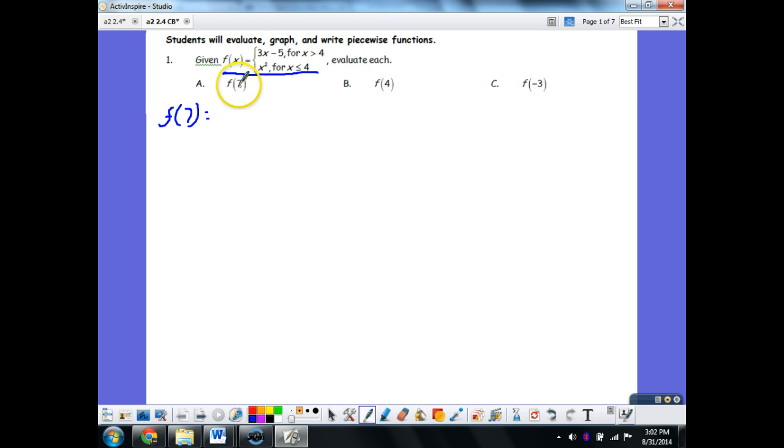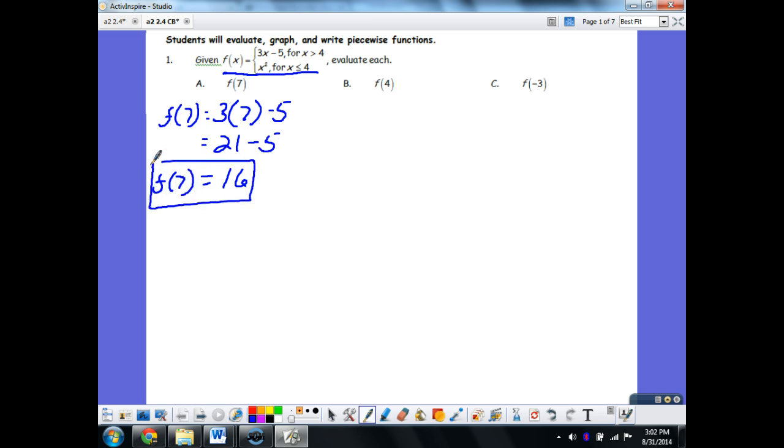the first thing you want to do is determine how does 7 compare to 4? Is it greater than 4 or less than or equal to 4? That'll tell us which piece 7 gets put into. Well, since 7 is greater than 4, it'll go into the first piece. So instead of 3 times x minus 5, we're going to have 3 times 7 minus 5. All we're doing is substituting 7 in for x, and then we do the arithmetic. 3 times 7 is 21, and 21 minus 5 is 16. So f of 7 for this piecewise function is 16.